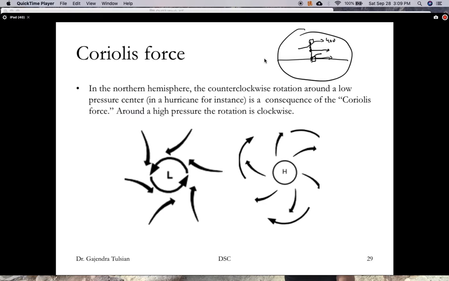Okay, so this is the Coriolis force. Even though there's no force, it will appear like you have a force making the air turn. That's because you're seeing things from a non-inertial frame of reference.